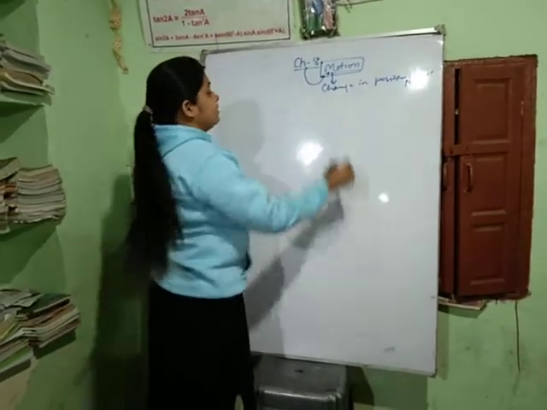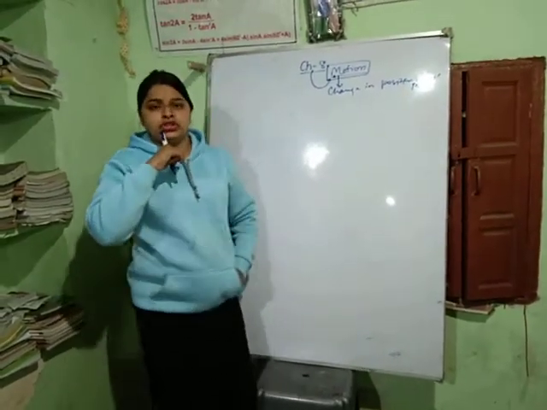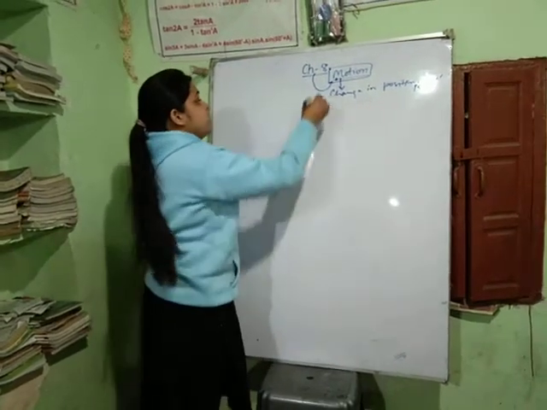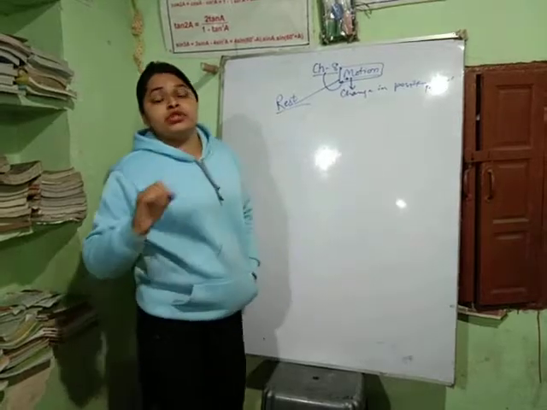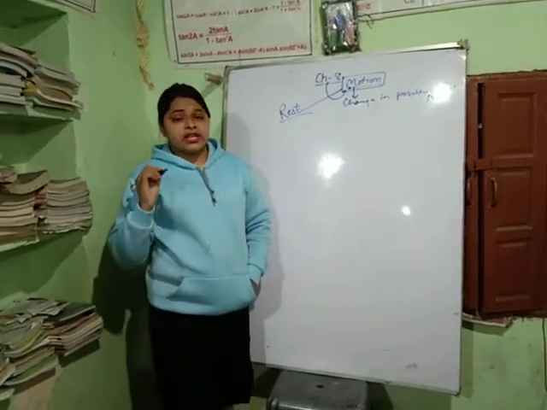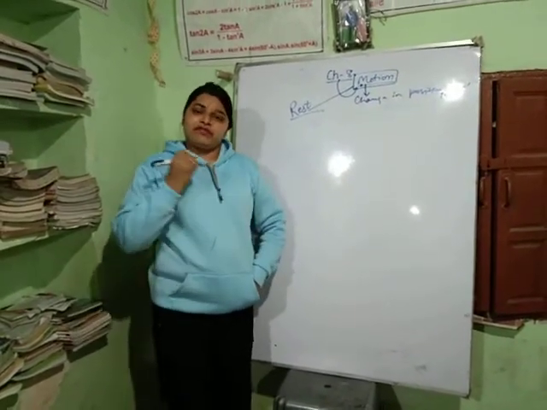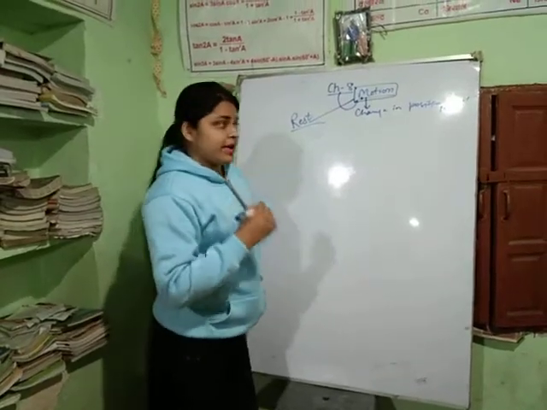Then what is the opposite of motion? The opposite of motion means rest. If there is no change in position with respect to time, or no change in position with reference to a point, that is called rest.